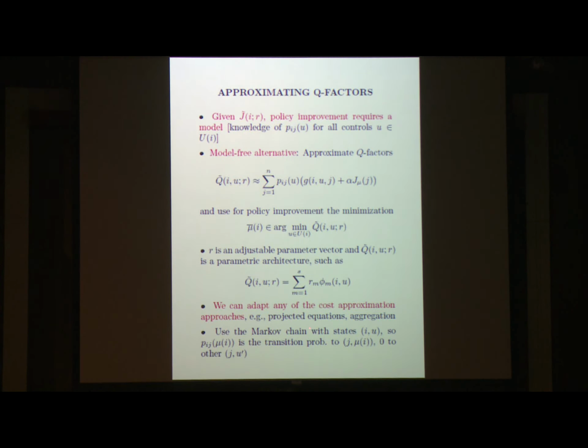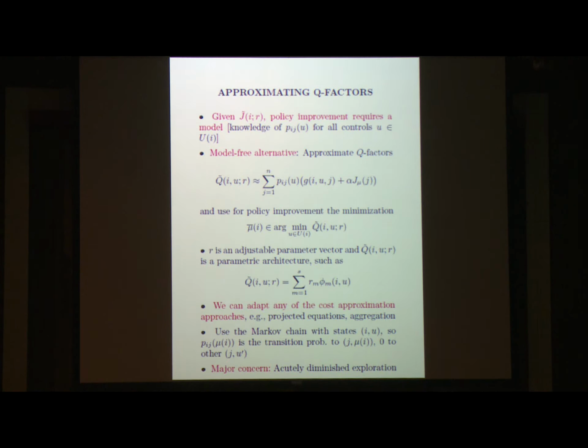You may construct a Markov chain that has states, not the states I of the original, but state control pairs. Define transition probabilities between state control pairs to other state control pairs as dictated by the policy. And you can apply all these methods I gave earlier to this other system that involves the state control pairs. So we can talk about the cost function approximation, and everything applies to Q factor approximation. The methods transfer through.